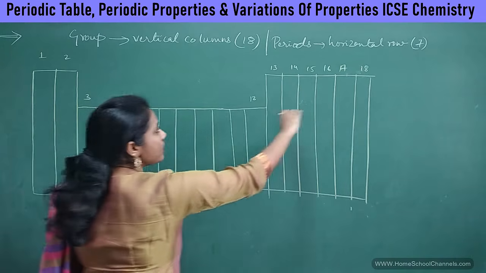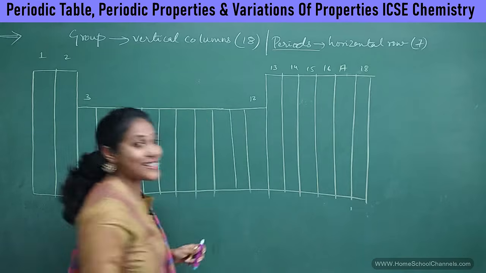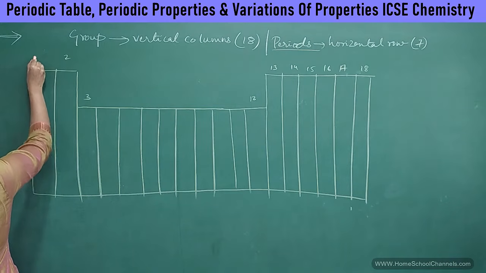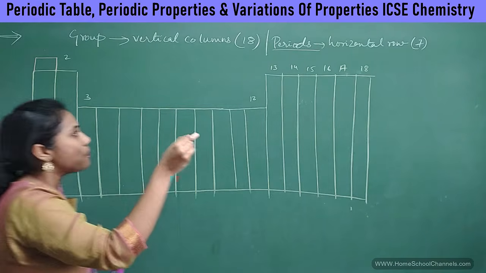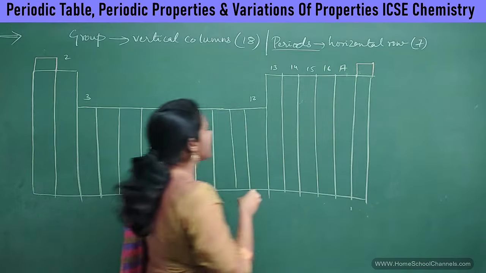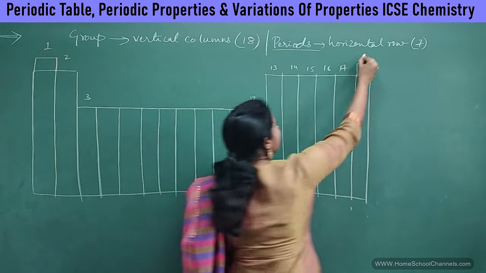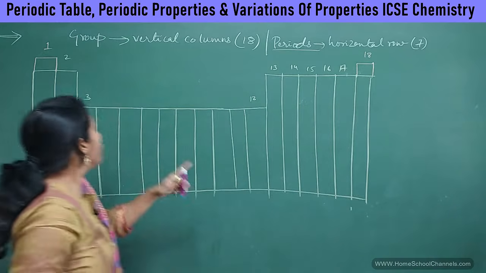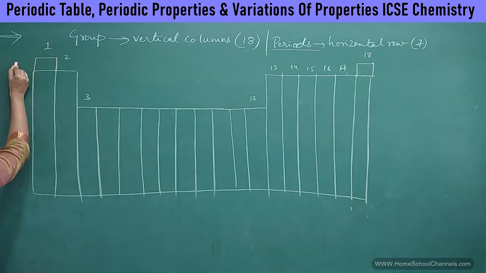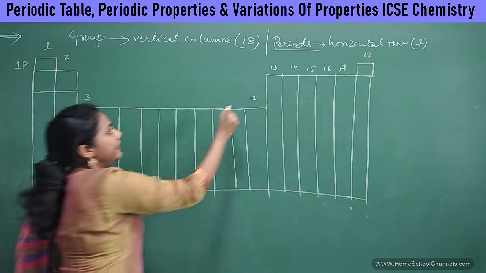And coming to horizontal rows, how many periods are there? 7, right? Observe the first period, guys. It is a very small period, which includes only 2 elements. This is our first group, and this is the 18th group. So this is a very small period, the first period. Clear? And this is our second period.